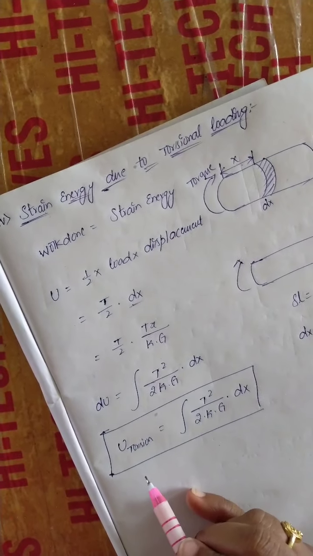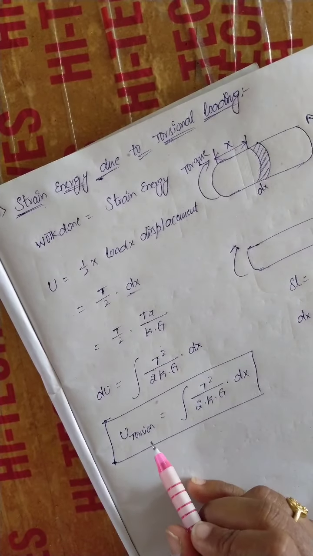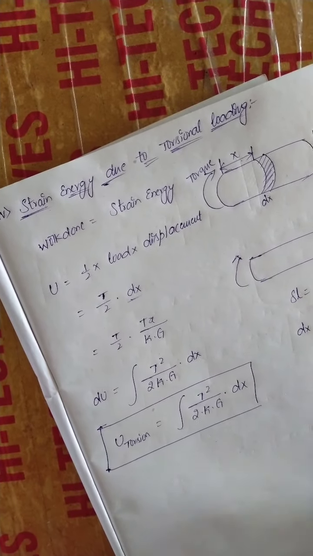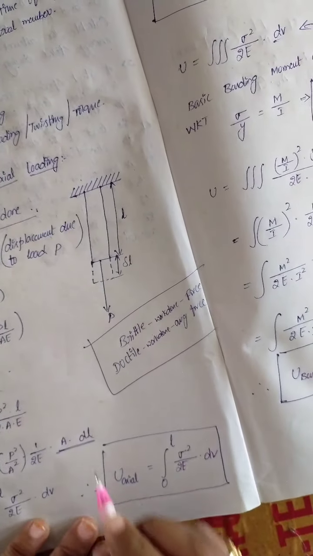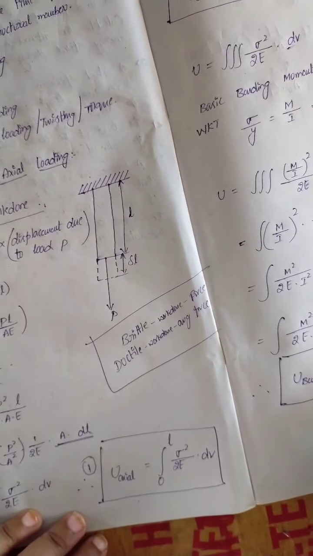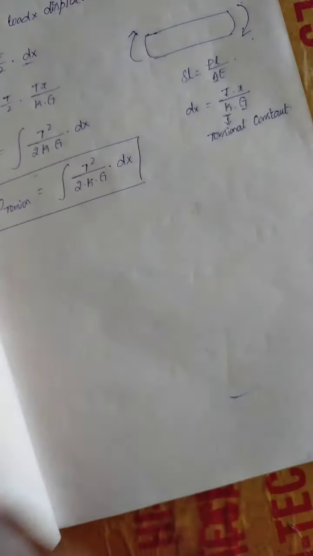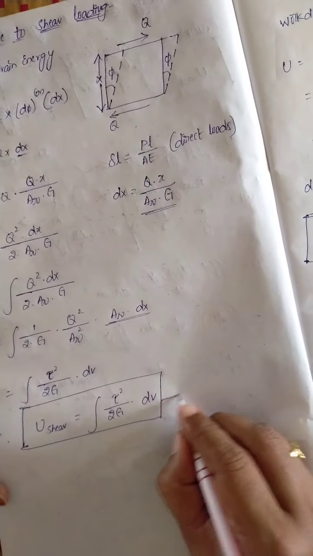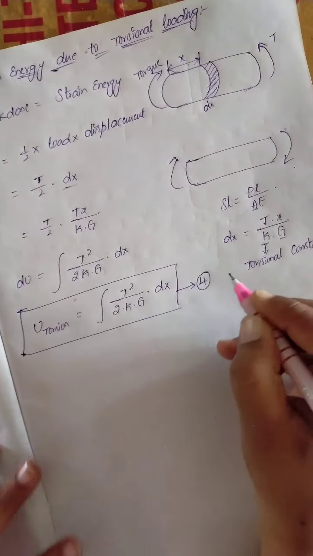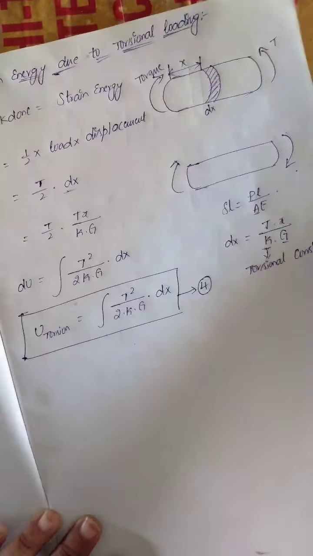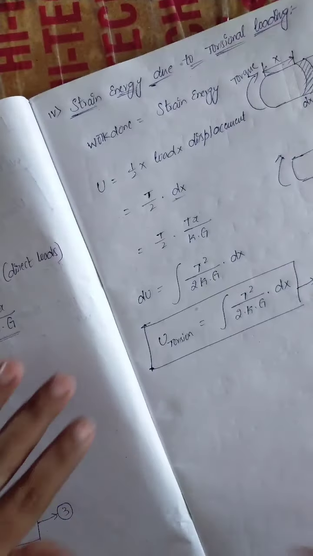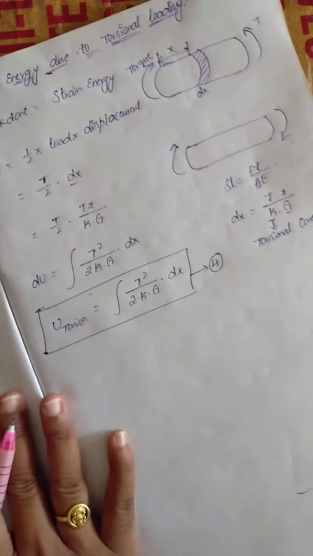So this is the final formula for a strain energy due to torsional loading. These are the four cases we have in the strain energy method: this is the first one, this is the second one, this is the third one, and this is the fourth one, covering axial load, bending moment, shear and torsion. Depending upon the case given in the problem, you have to use the respective formula.